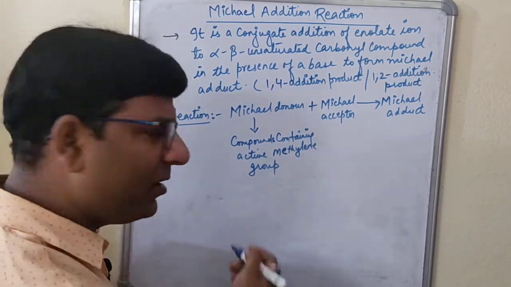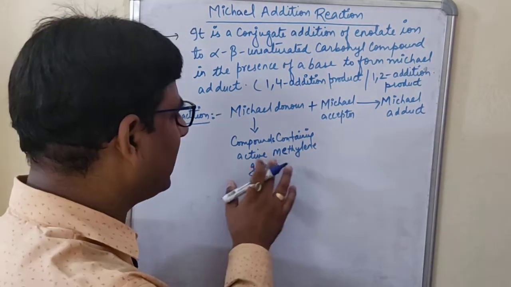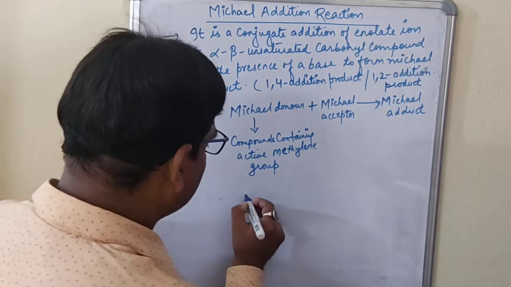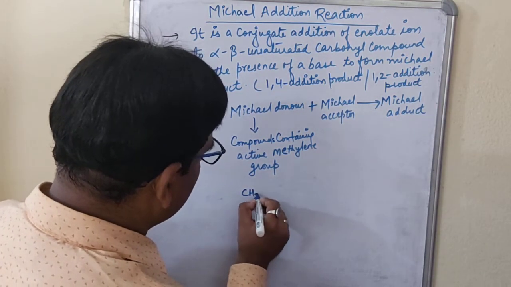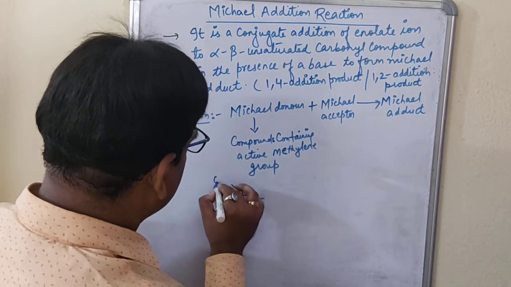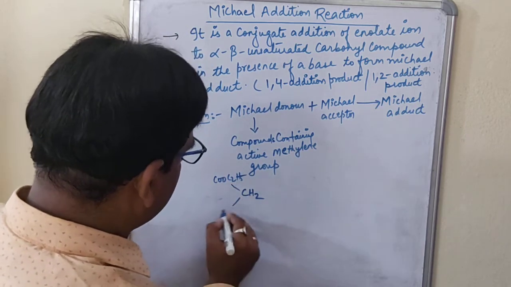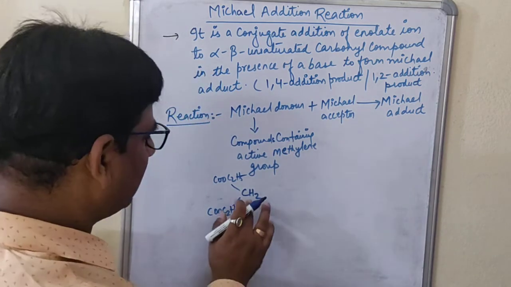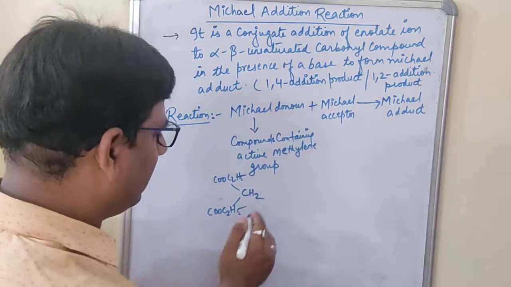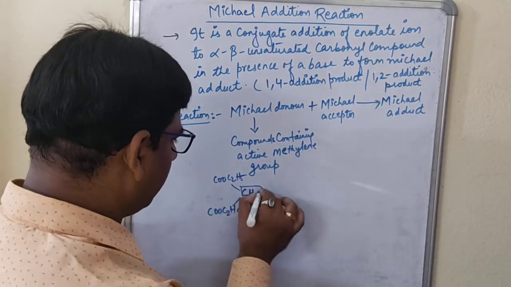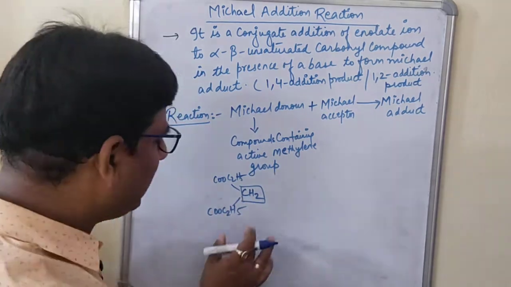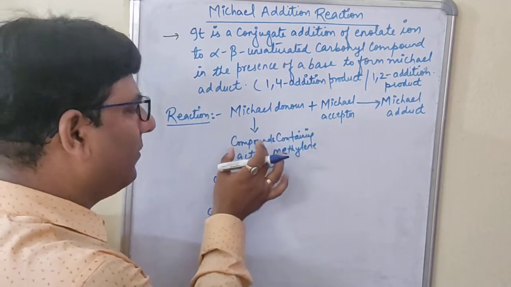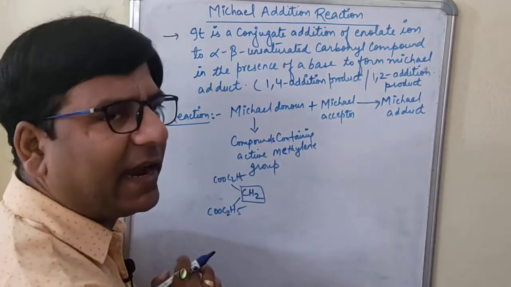For example, you have already seen an example of a compound containing the active methylene group, that is the malonic ester. The formula is CH2(COOC2H5)2. This is the malonic ester, and this is the active methylene group, this one. So we will choose this malonic ester as the Michael donor, because for the Michael donor we have to choose those compounds which contain this active methylene group.